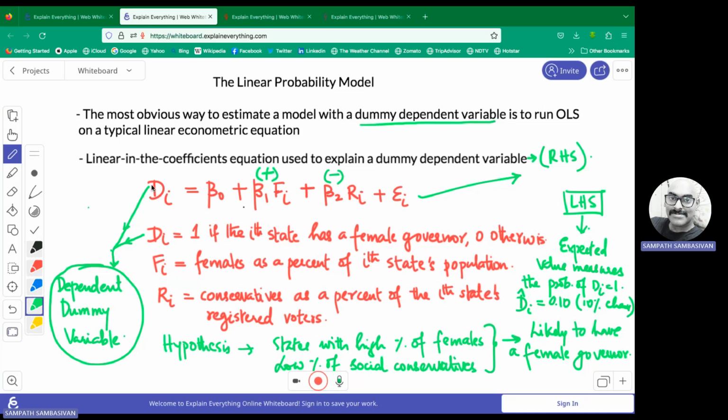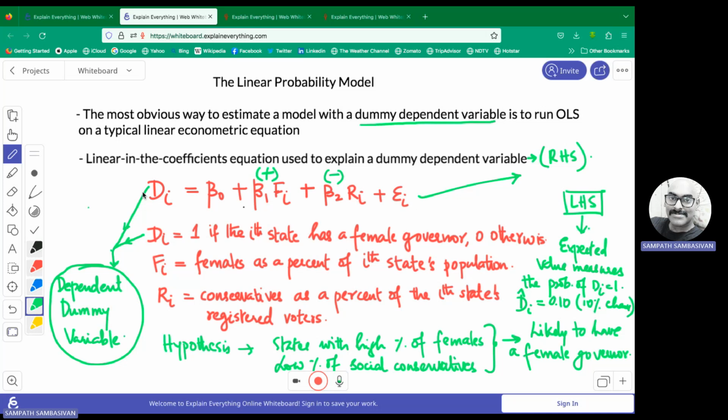The primary variable of inquiry, or the dependent variable here, is a dummy variable, isn't it? It is finding out whether the state will have a female governor or not. There is no way in which you can quantify it. It is a qualitative variable, so we capture that variable as a dummy variable. And how do we define that dummy variable? We define it as Di equal to 1 if the state has a female governor, and 0 otherwise, if it doesn't have a female governor.